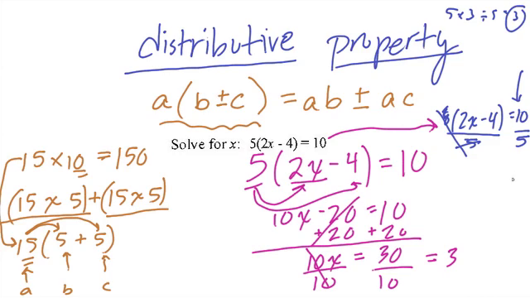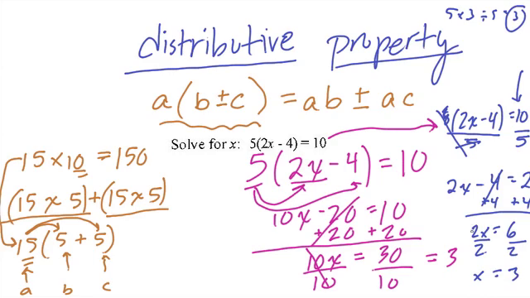And then 10 divided by 5 is just 2. So now we have 2x minus 4 equals 2. We add 4 to both sides and get what? Well, minus 4 plus 4 is 0. 2 plus 4 is 6. And 2x equals 6. Divide both sides by 2. And x equals 3, because 2 divided by 2 is 1 and 6 divided by 2 is 3. So either way we get the same answer.